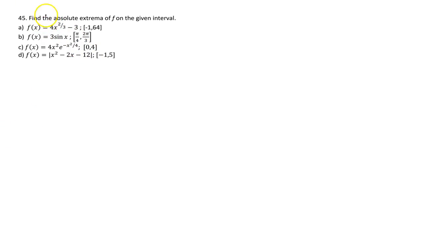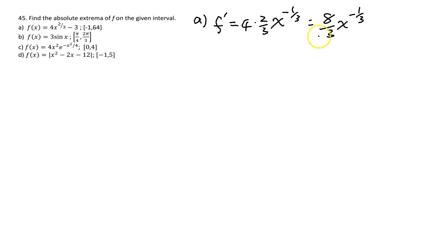Find the absolute extrema of the function in the given interval. Let's find the derivative. F prime is 2/3 comes down, and you have to subtract 1 from 2/3, which is negative 1/3, and negative 3 is just a constant, so its derivative is 0. So we have 8/3 of x to the negative 1/3, and because minus means 1 over, it's really 8 over 3 times x to the 1/3 power.